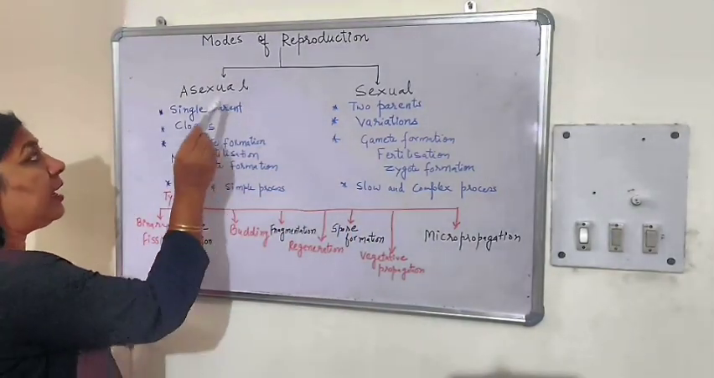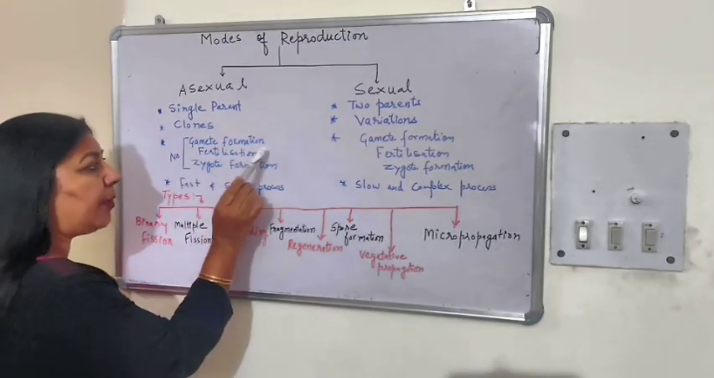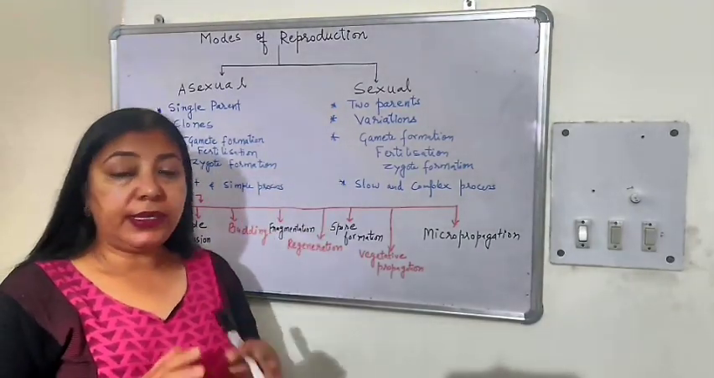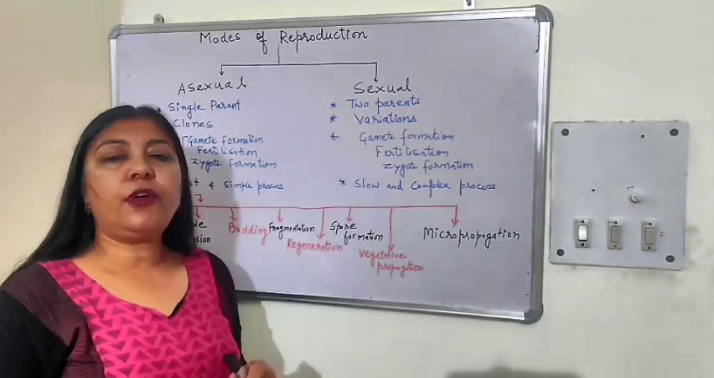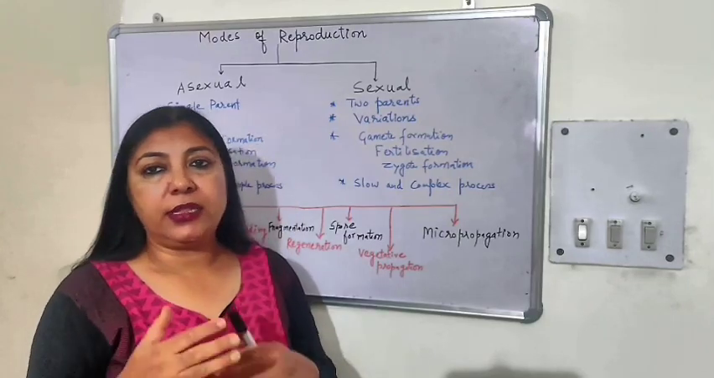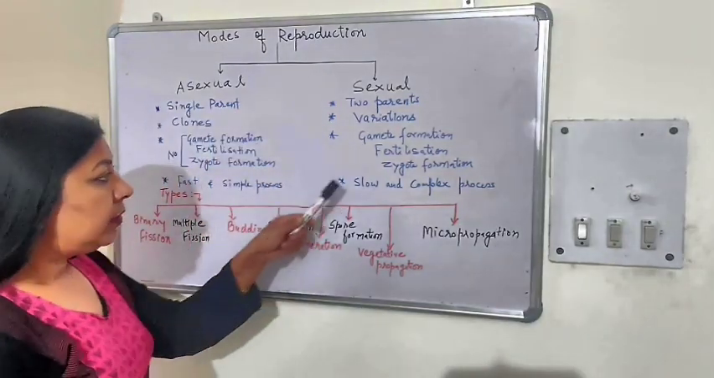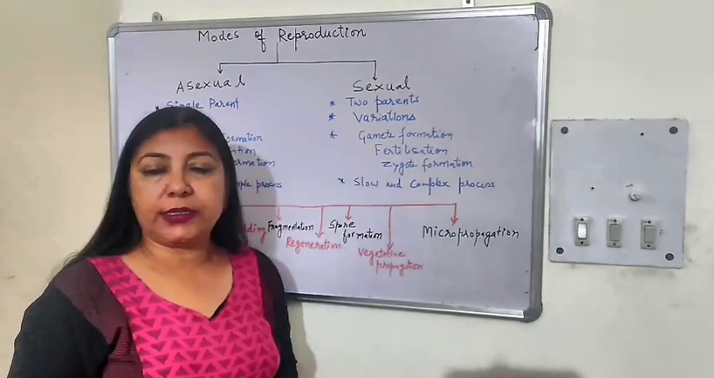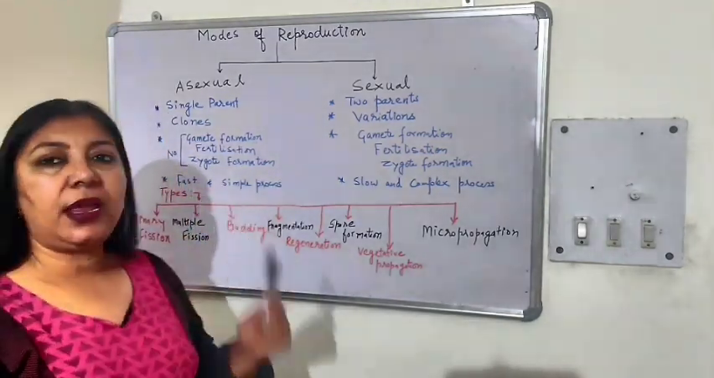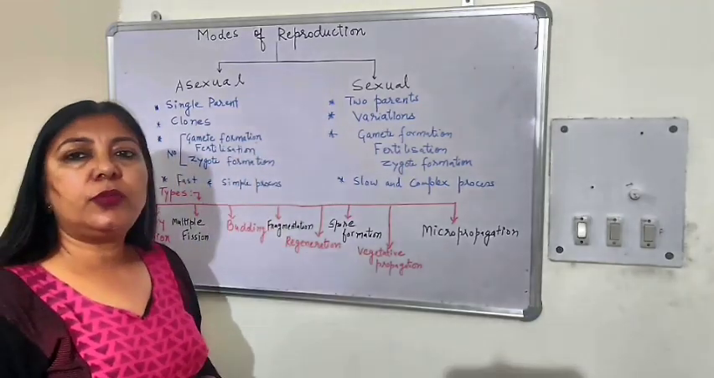Then, the process of asexual mode of reproduction is a very simple process. There is no gamete formation, no fertilization, no zygote formation. Whereas sexual reproduction is a complex process which involves gamete formation followed by fertilization, which results in zygote formation. And this zygote undergoes embryonic development and a new organism is produced. So this process is quite slow and very complex, whereas asexual reproduction is a very fast process and very simple as well. So these are the differences between asexual mode of reproduction and sexual mode of reproduction.